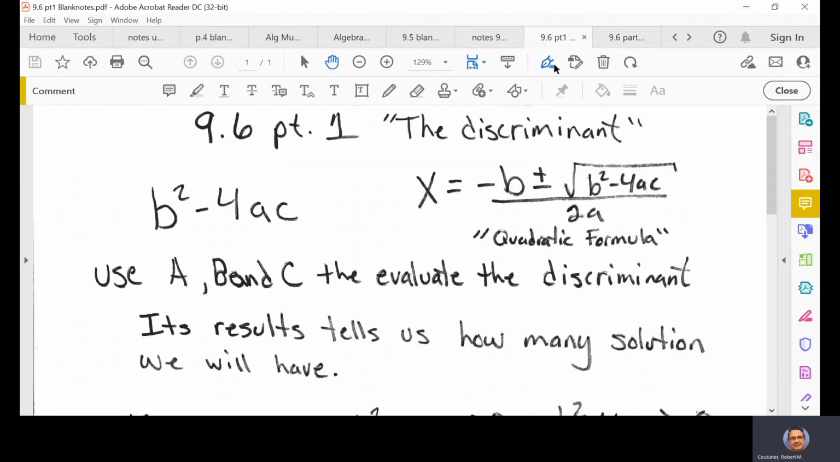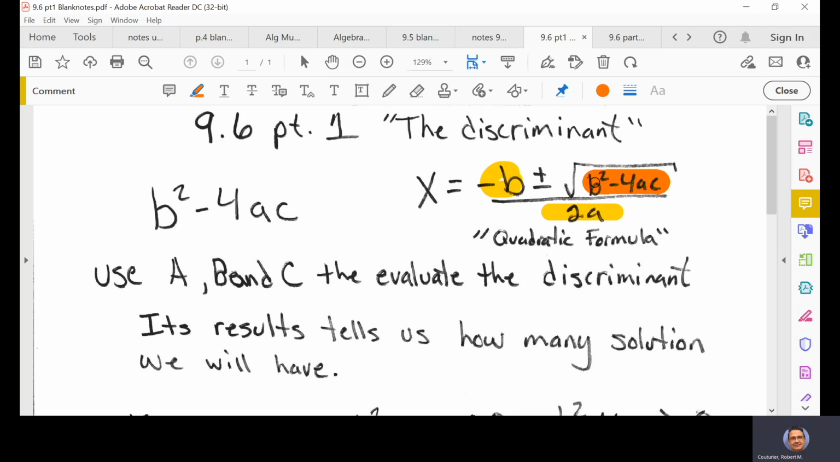On we trudge into our chapter 9, solving quadratics. Now we're actually getting more into the introduction to the quadratic formula. It is the most important, also the largest formula that we use. We've sort of started working on it. You might remember we did x equals negative b over 2a. That was the axis of symmetry.